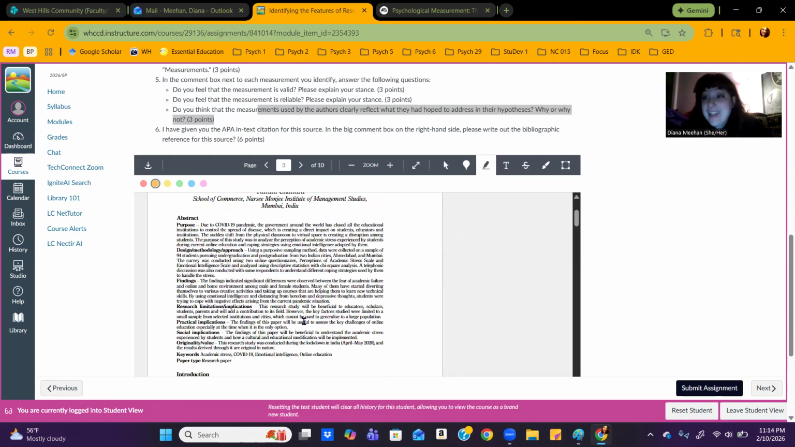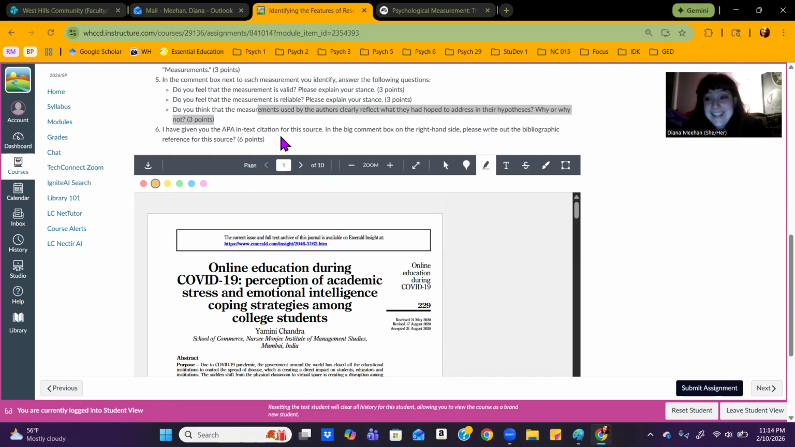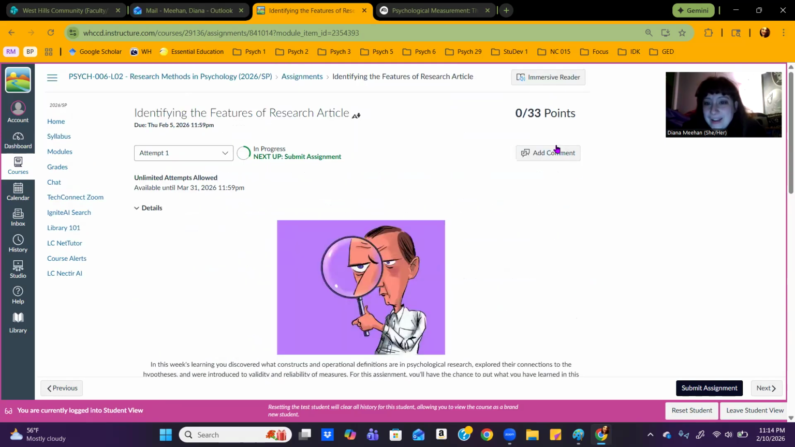So yeah. Okay, last but not least, APA in-text citation. I'm going to show you what it looks like here so you can assess how you did versus the real thing, okay? So let's do this. First thing we've got going on, we're going to add a comment. It should pop up on the side.